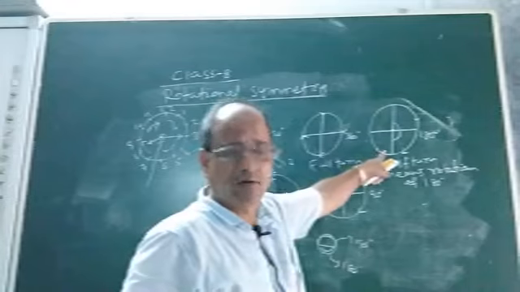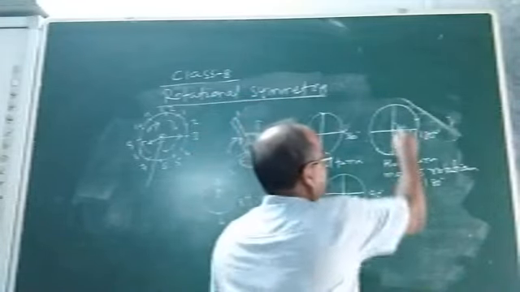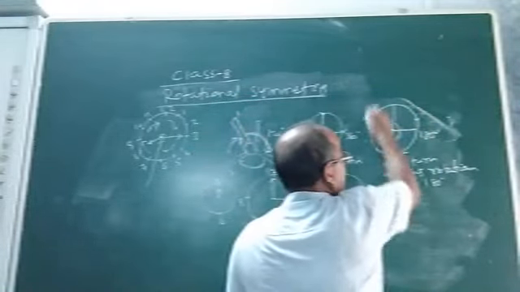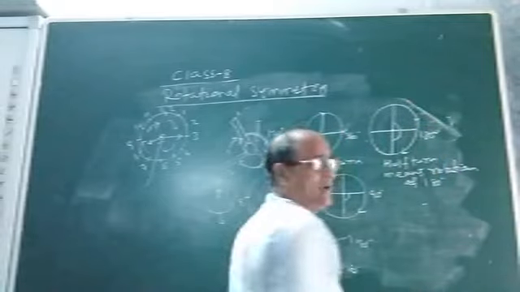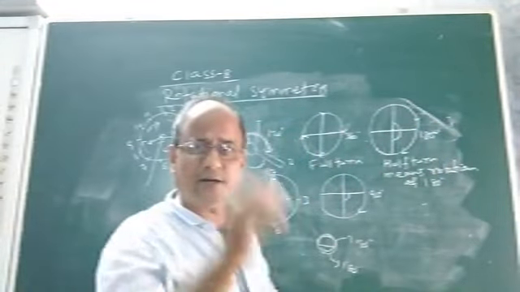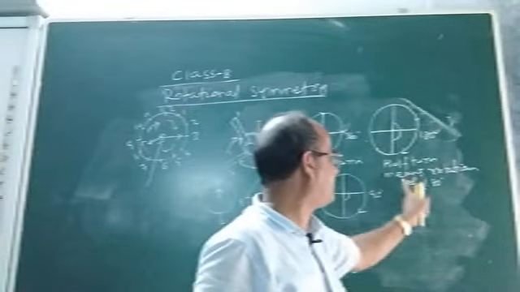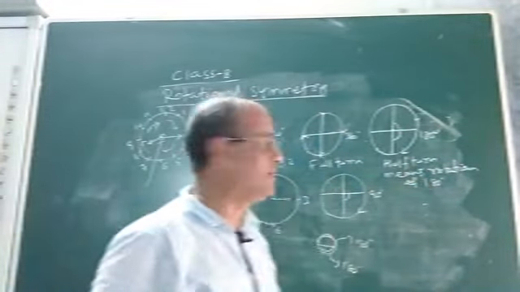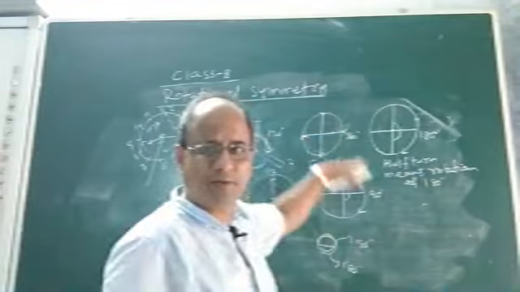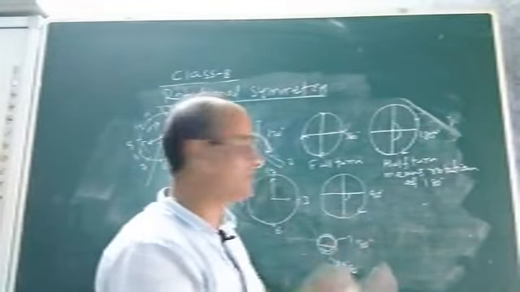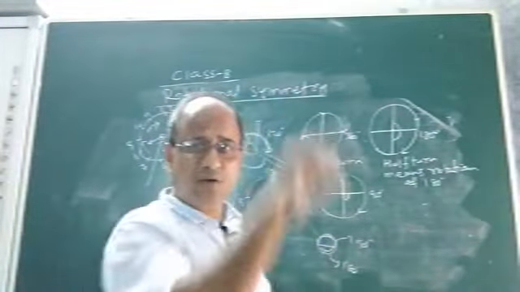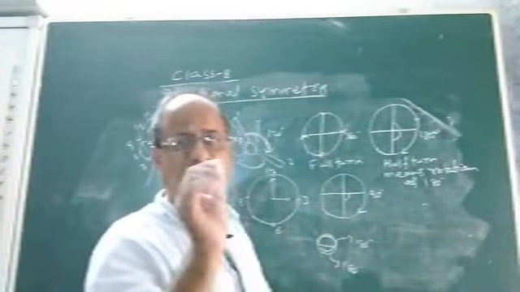Now look at this figure, this is 180 degrees. When we rotate an object through 180 degrees, it is a half turn. That means half turn means rotation of 180 degrees. What about full turn? Full turn means complete angle, 360 degrees. When an object is rotated through 360 degrees, it is called a full turn.